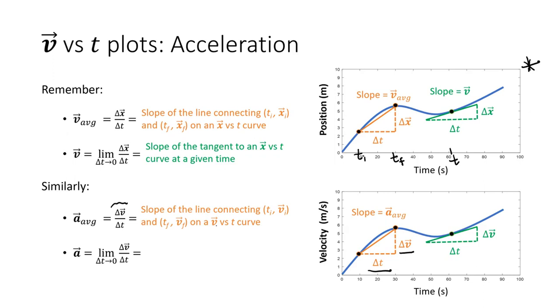Okay, and then similarly, I could think about, what if I want to know the instantaneous acceleration at some moment in time t? Well, I could draw in the tangent to the curve at that time point. And then I would find that the slope of that tangent to the curve is just exactly equal to the instantaneous acceleration right at that moment in time.